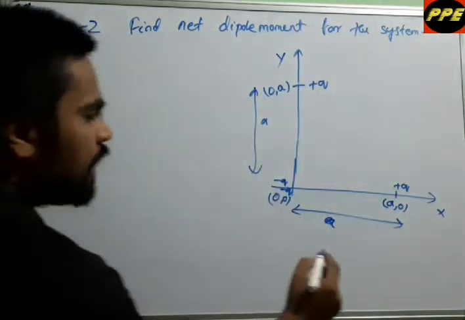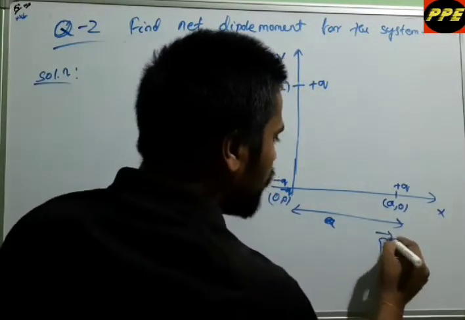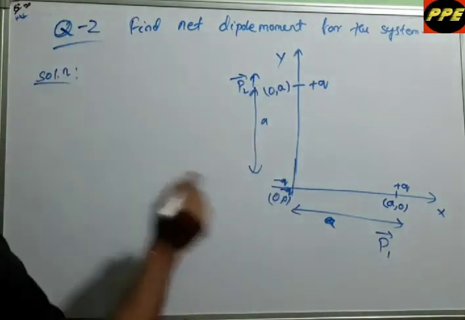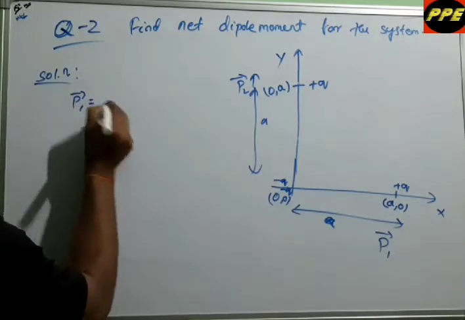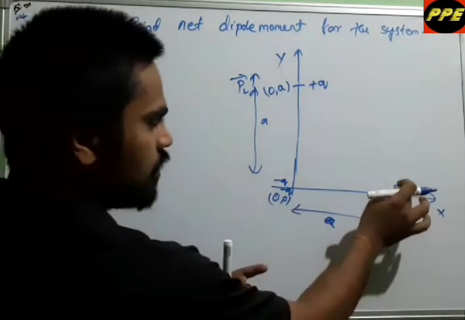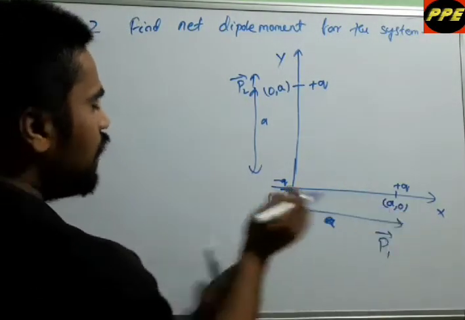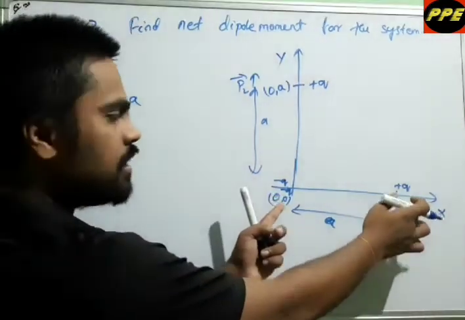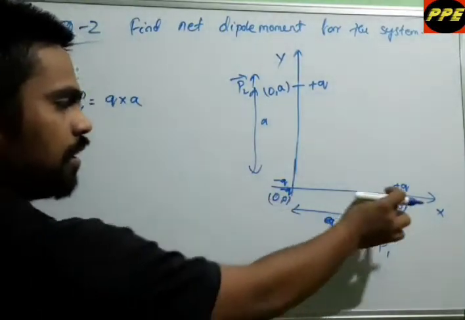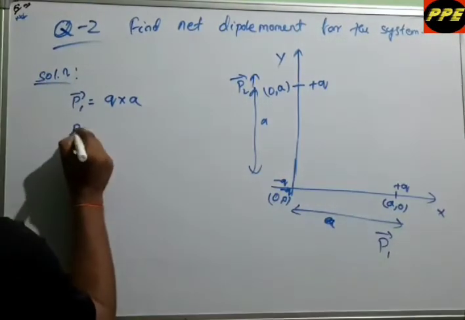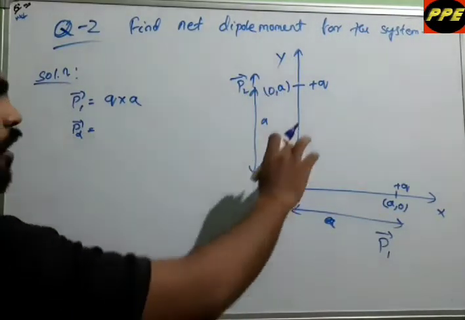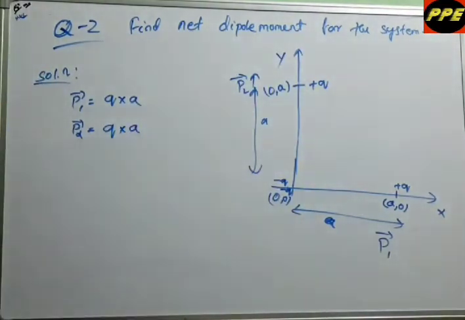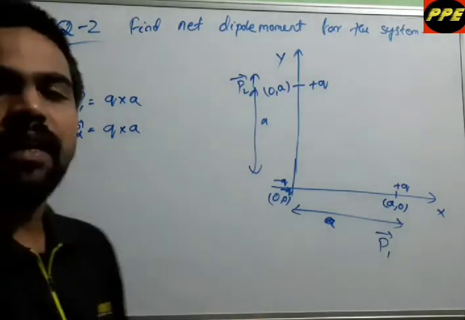If I take one dipole moment as the vector P1 and the other as the vector P2, first you have to find P1. How much? Charge q into distance a, that means qa. The distance between the two charges is a and the charge is q. Now P2 vector: here also the charge is q and the distance is also a. So now you have to find the net dipole moment.